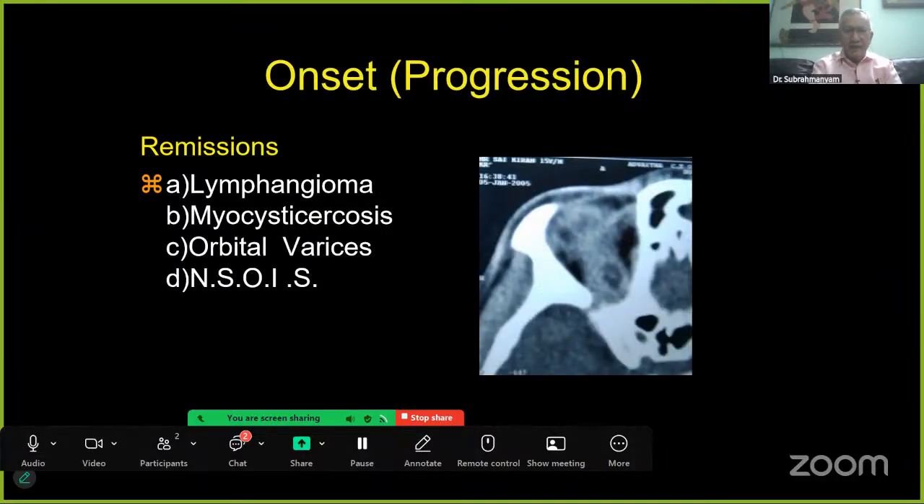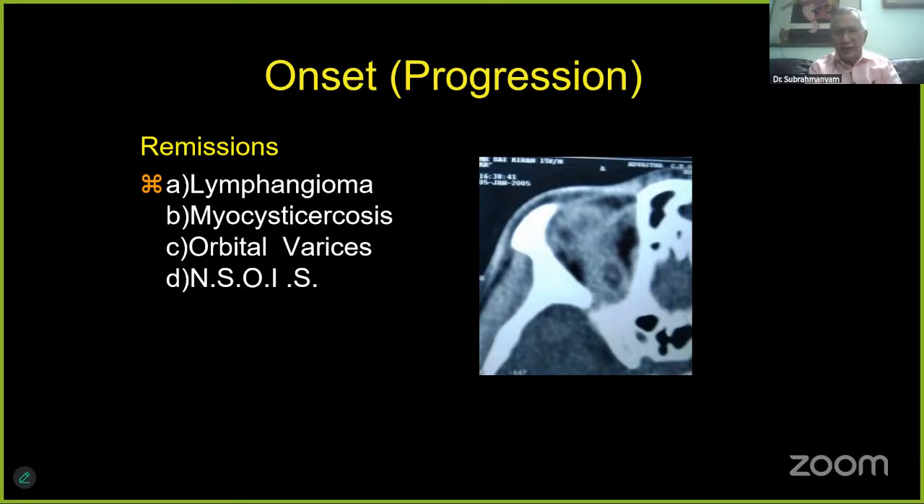Remissions. As I said, if the patient has a history of regression and coming back again, the most common and important lesion that you have to remember is lymphangioma, especially among younger individuals and children. Then in the endemic areas, cysticercosis. Orbital varices depend usually on the posture. Whenever the patient sleeps in the prone position or if he bends, the proptosis may worsen, and in the normal or supine position, it may regress and the patient may be comfortable.